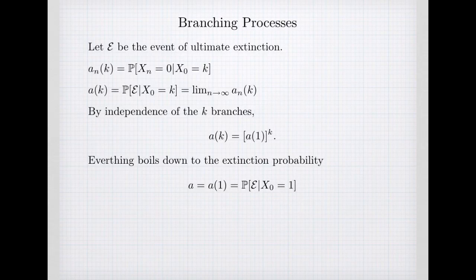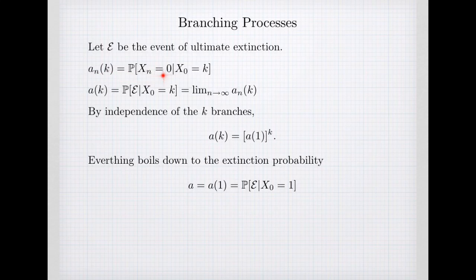So here we have another collection of basic information. Our goal is that we want to know, is a population going to go extinct when the average number of offspring is greater than or equal to 1? So let's make some definitions. Here, this script E is just going to be our shorthand notation to talk about the overall population going extinct.